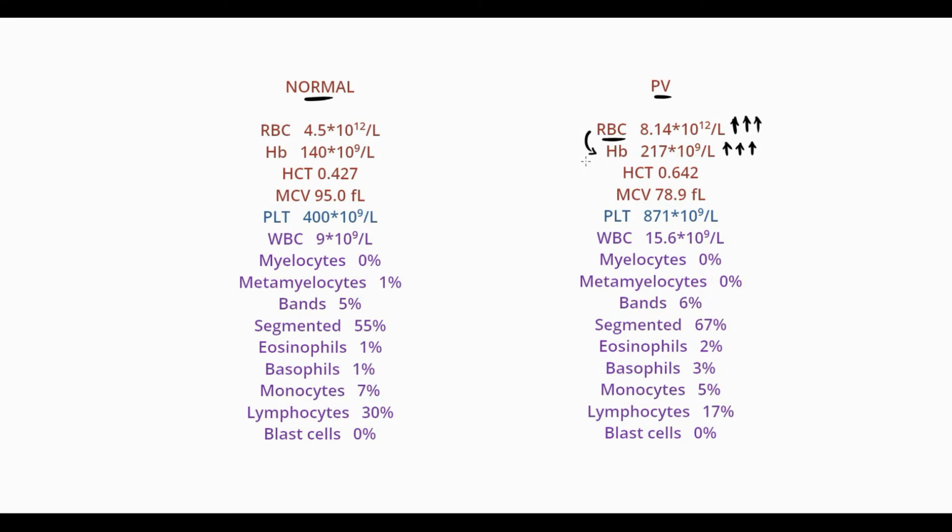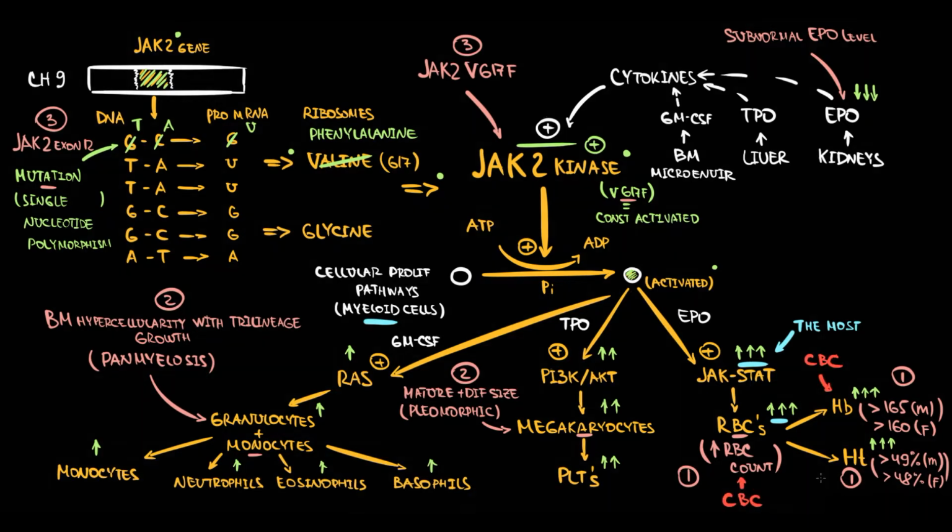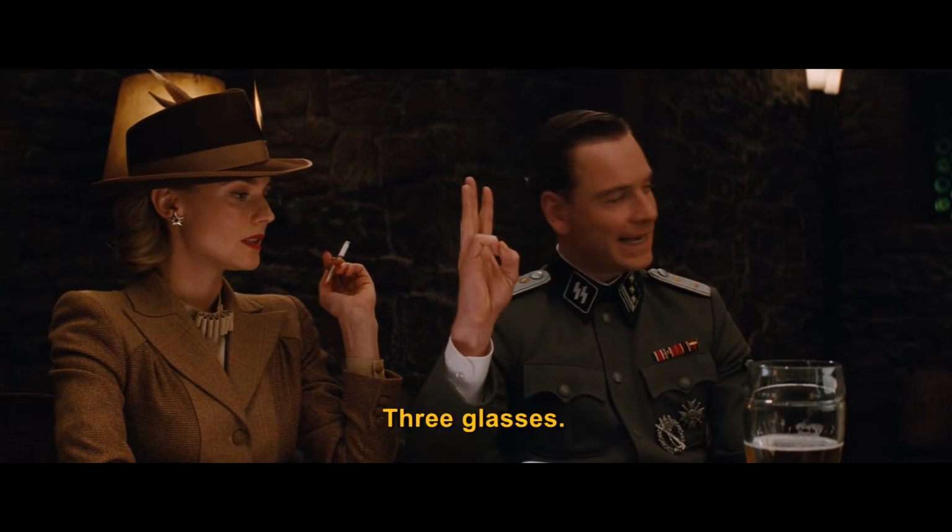Also with increase in red blood cells, hematocrit will also increase. Hematocrit is basically the percentage of red blood cells in the blood. Recall that hematocrit is equal to red blood cells multiplied by MCV divided by 10. So obviously, with increase in red blood cells, hematocrit will increase. And as we already know, the presence of increase in red blood cell count simultaneously with elevated hemoglobin level of more than 165 in men and 160 in women, and also increase in hematocrit of more than 49 in men and 48 in women, is one of the three major criteria for polycythemia.